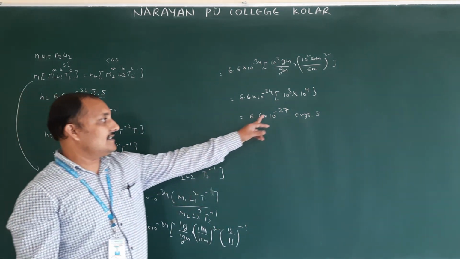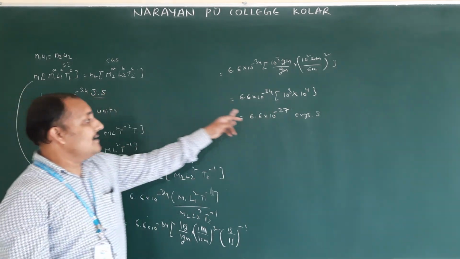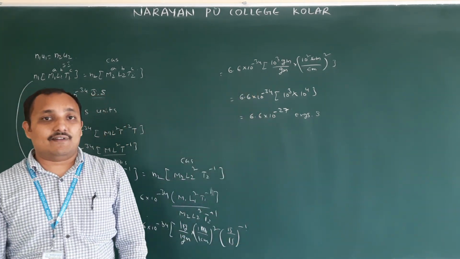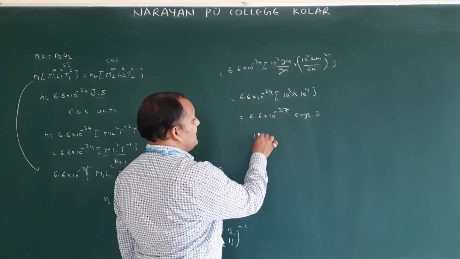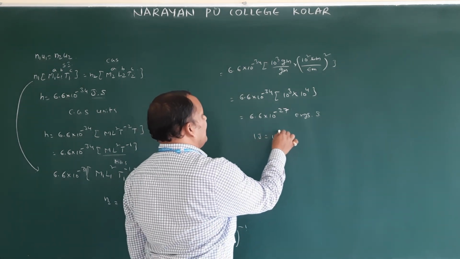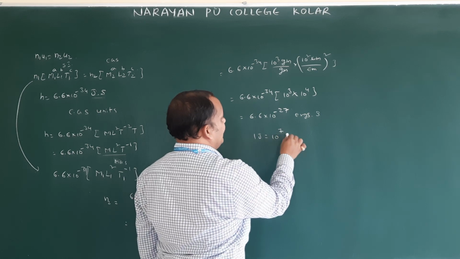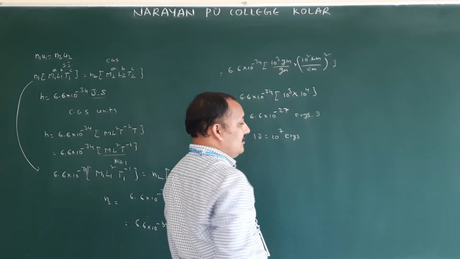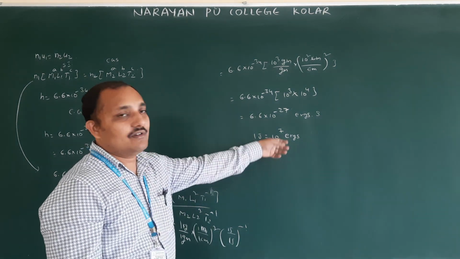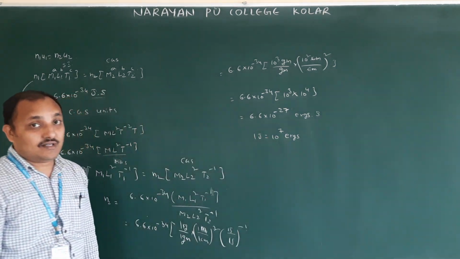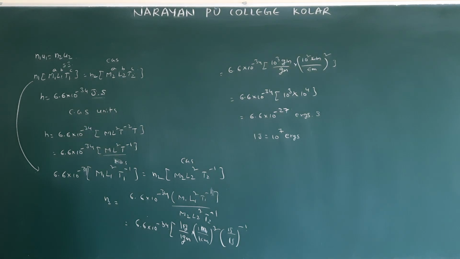Only this value is changed. Minus 34 became minus 27. I think you might have got the homework problem if you solve, 1 joule is equal to 10 power 7 ergs. I think you got like this only. 1 Newton is equal to 10 power 5 dynes. 1 joule is equal to 10 power 7 ergs. I think you got like that. So that is how to convert units.